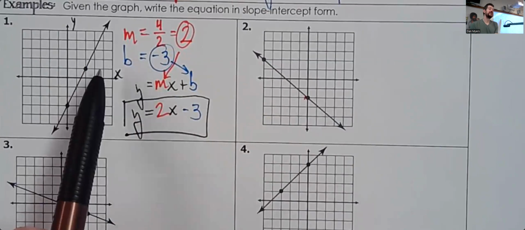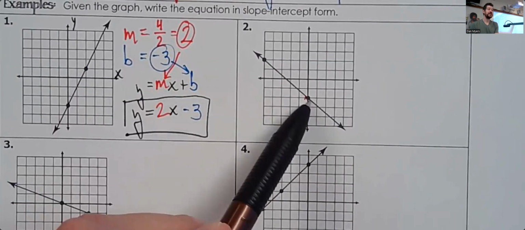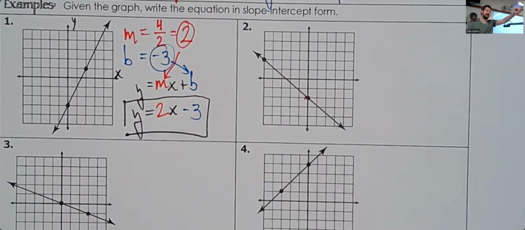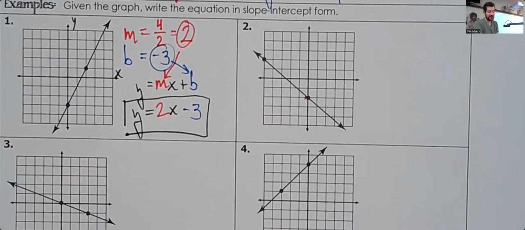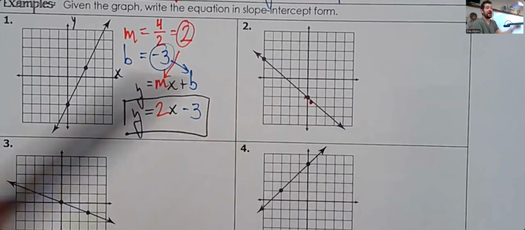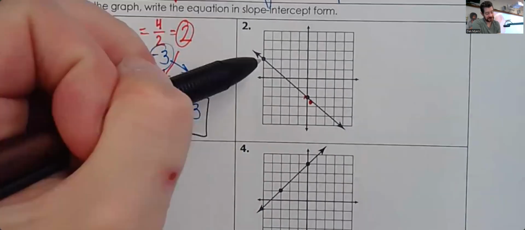Number one was positive. This one goes down though. Always look from left to right. From left to right, it's going in a downward direction. So always look from left to right. And then we're going to count down and then over.